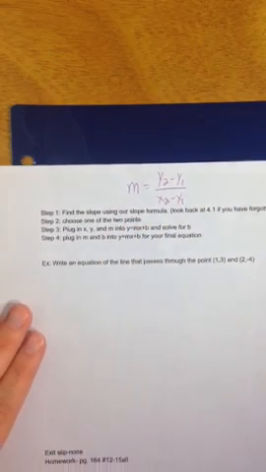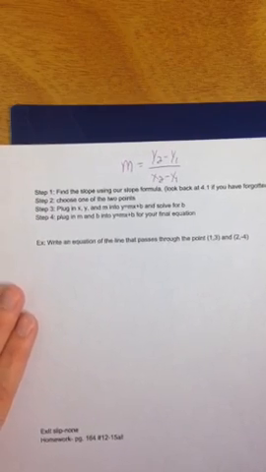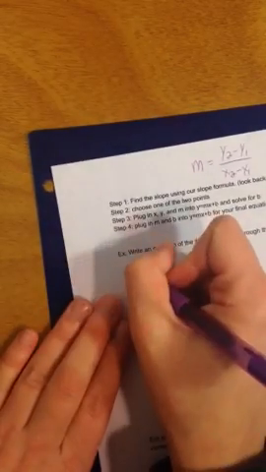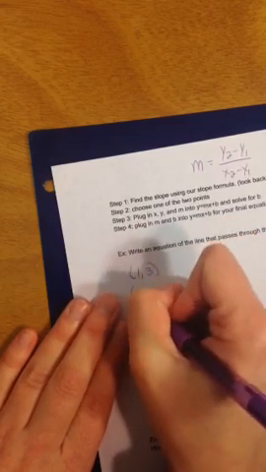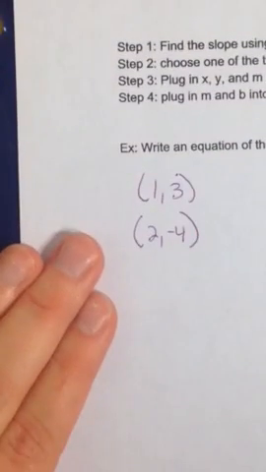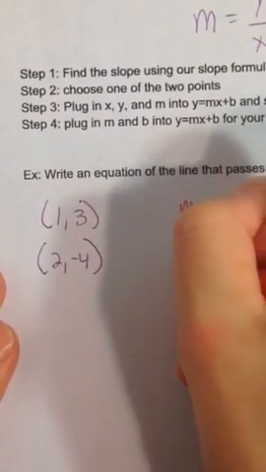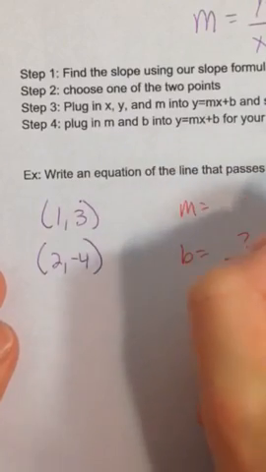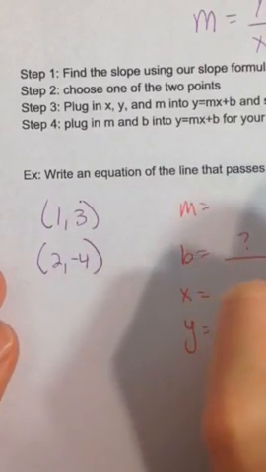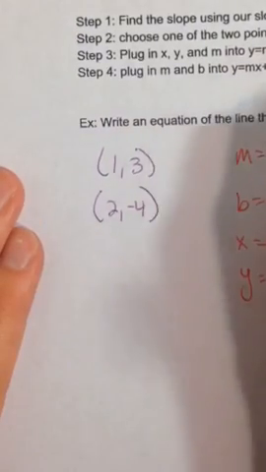Okay. So it says write an equation of a line that passes through the points (1, 3) and (2, -4). So I'm going to write these top to bottom for each other. Now some of you like to do it left to right, I'm sure, like we learned the other day. And I'm also going to write m equals, b equals, which is what I'm going to end up needing to find, x equals and y equals.